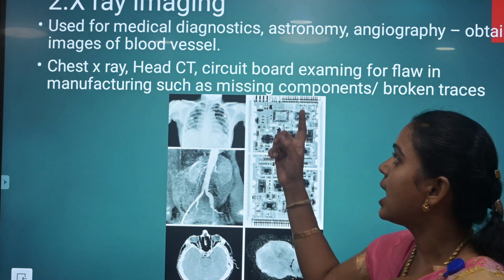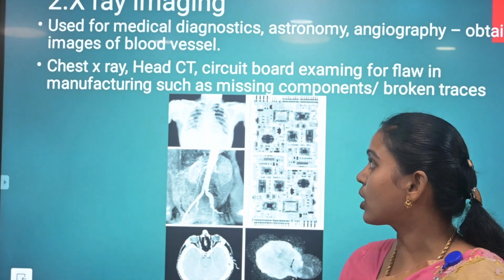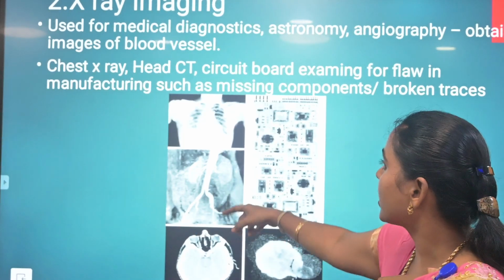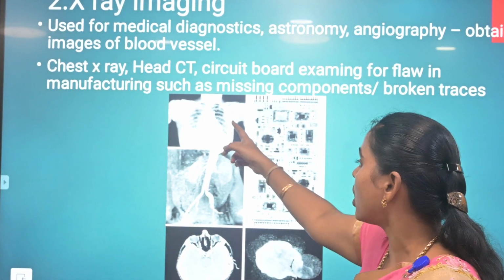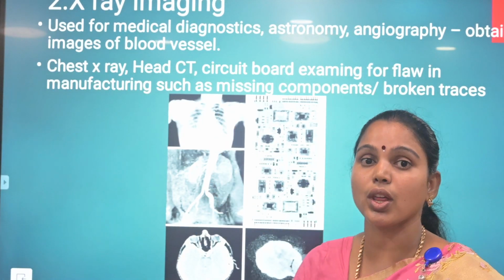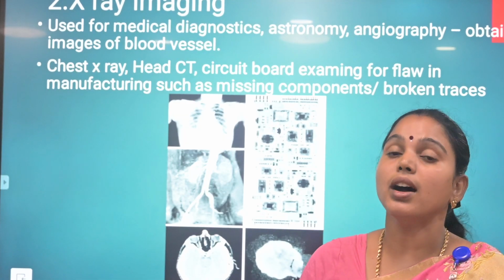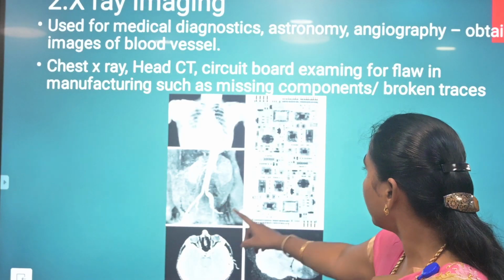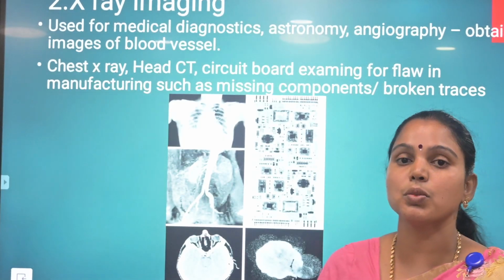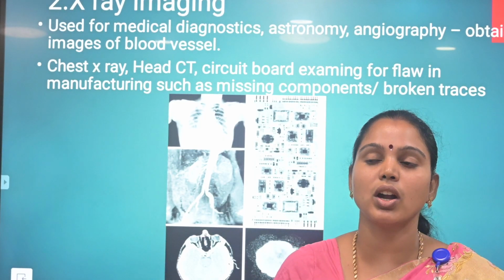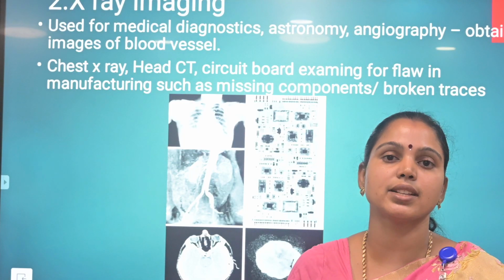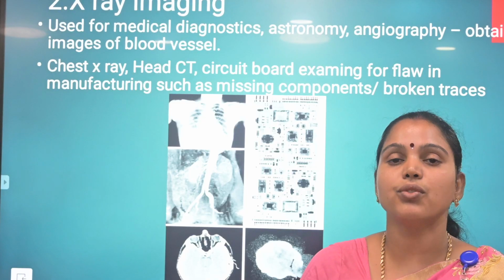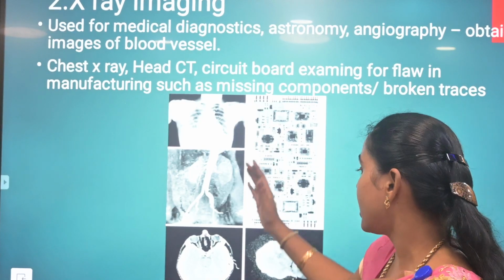And the next one is X-ray imaging. Generally, we know X-ray is used in the medical field to check whether there is a bone fracture or not, as well as in angiography. While we are doing angiography, all the details are monitored by using X-rays. And in circuit boards, whether there are flaws or not, whether there are any mistakes or any breakdown or not. Likewise, we are finding the flaws; X-rays are used.